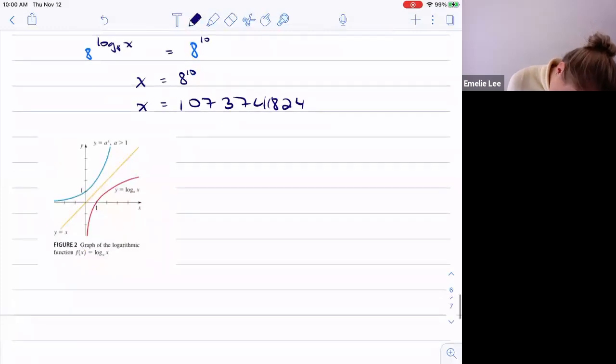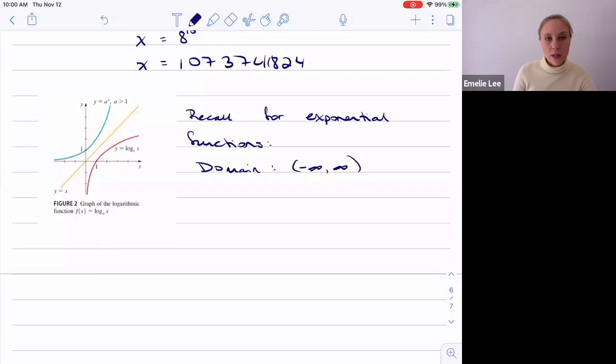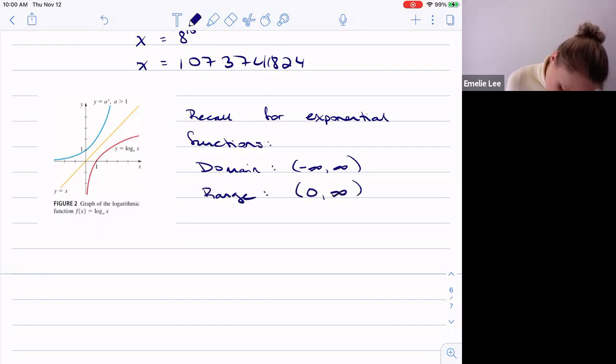So recall that for exponential functions, the domain is from negative infinity to infinity. You can plug in any value of x and you can get a number. The range is from 0 to infinity. Now, since the log is the inverse of this, the domain and the range flip.